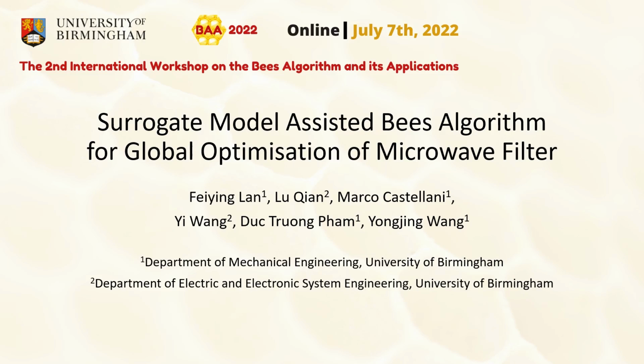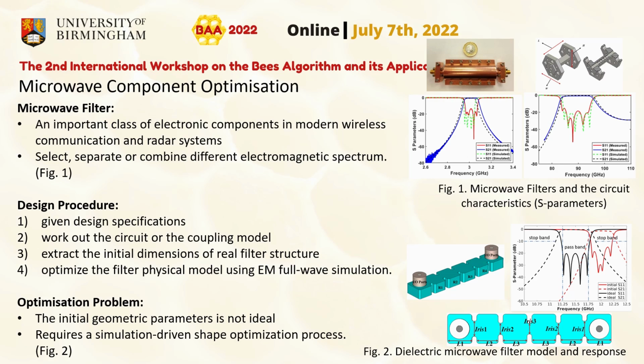Hi, everyone. I'm glad to present the work entitled Surrogate Model-Assisted Bees Algorithm for Global Optimization of Microwave Filter. Microwave filter is an important class of electronic components in modern wireless communication and radar systems. It aims to select, separate, or combine different electromagnetic spectrum. As shown in Figure 1, the 3D shape of the microwave filter is parameterized by physical dimensions, and only the electromagnetic wave in the passband in frequency domain can pass the filter.